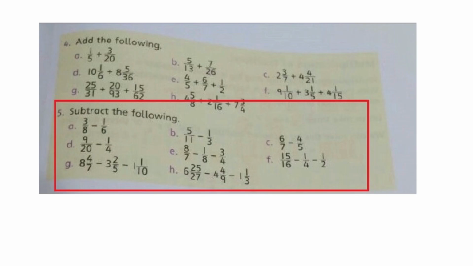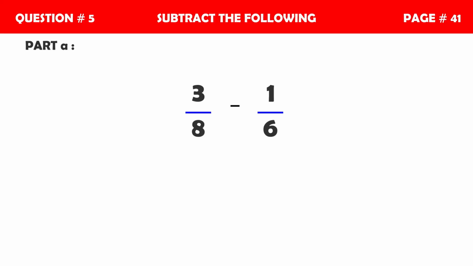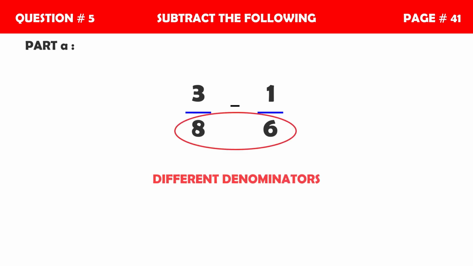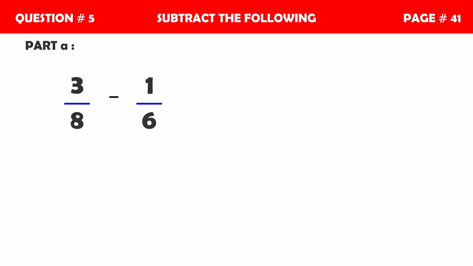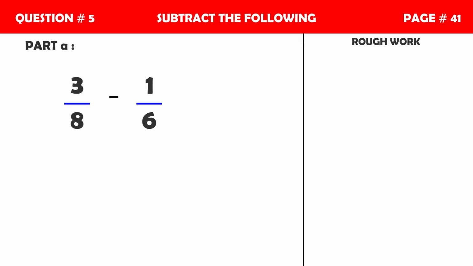So let's move to our exercise 3A of page number 41 and solve question number 5. This is the A part of question number 5, 3 over 8 minus 1 over 6. Students, as you can see, the denominators are not same, so we need to find a common denominator. In order to find the common denominator, we will take the LCM of both denominators, that is 8 and 6. So let's move to the rough work to find the LCM.